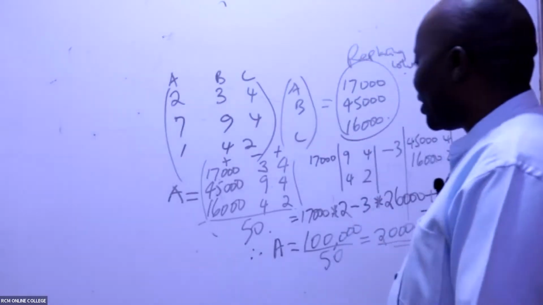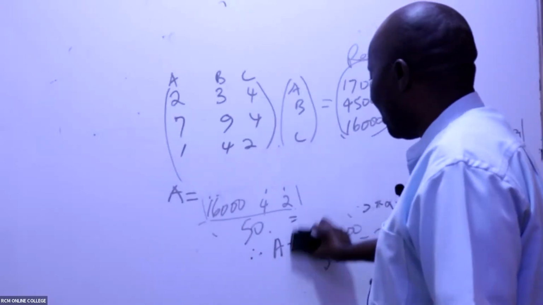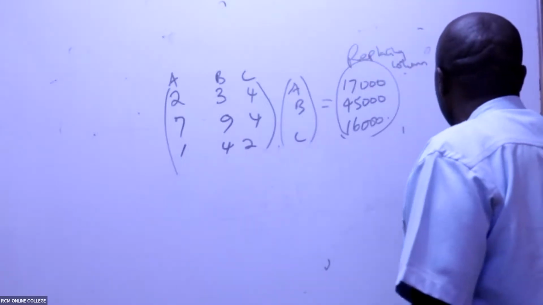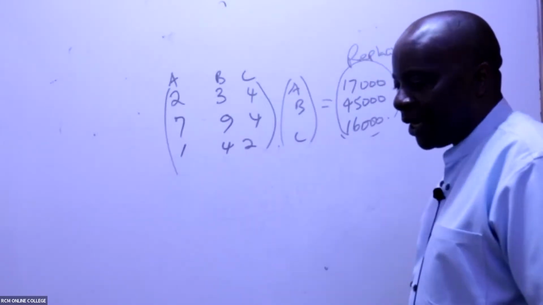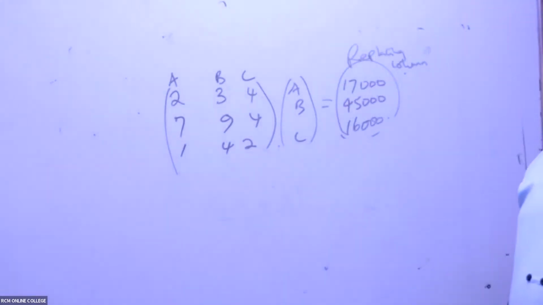Is there somebody who thinks they can give us the value of B? Anybody who thinks using Cramer's rule they can give us the value of B? Yes, I can get it very well.